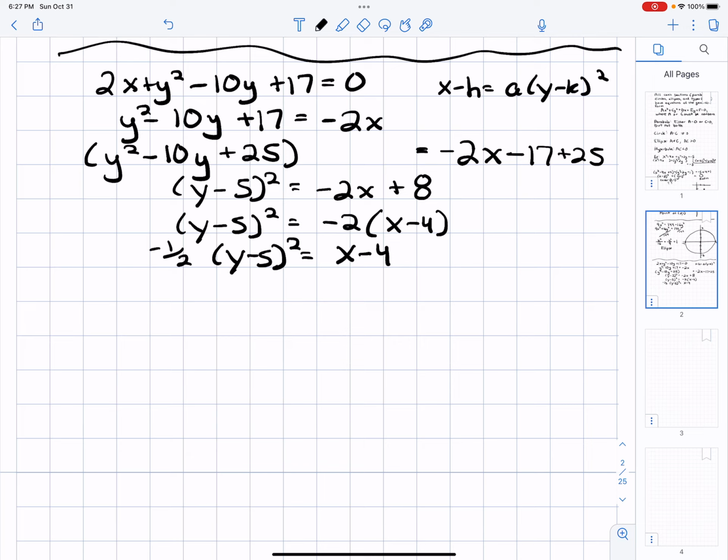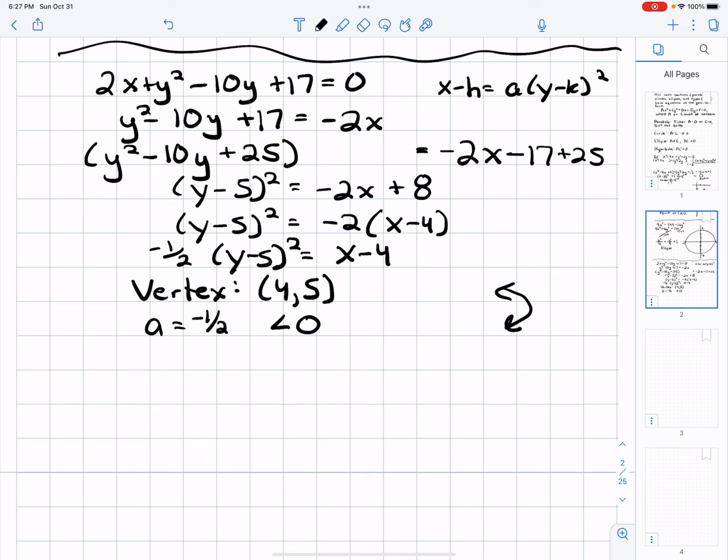Okay. So this tells me that I have a parabola with vertex at 4, 5. The h, k is the vertex. Then since a is negative 1/2, which is less than 0, that tells me that this parabola is going to open up to the left. All right, so let's get graphing.